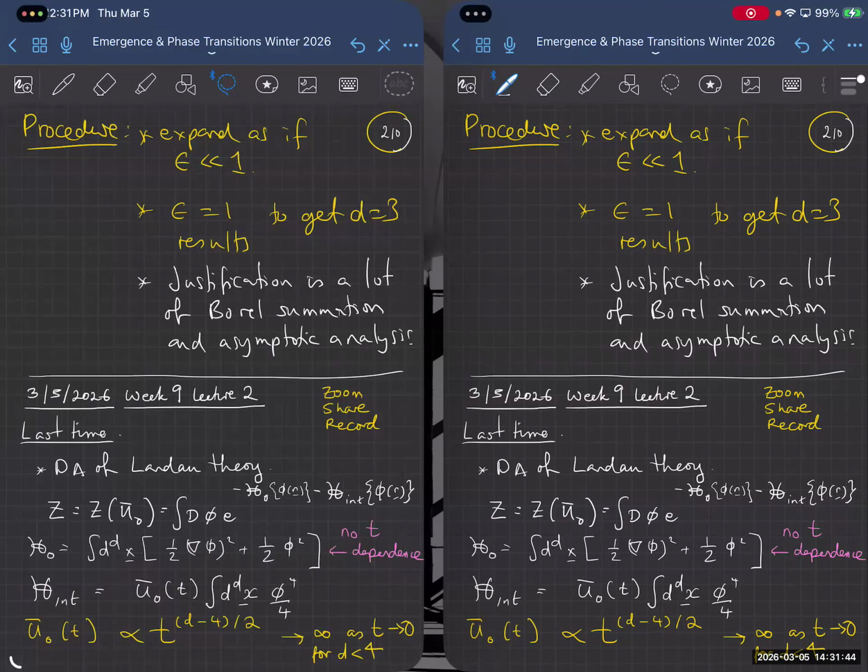Okay, so this is week 9, lecture 2. And what we're hoping to do today is introduce you to the ideas of field theoretic renormalization group. We're not going to go into any details. My goal is simply to give you a skeleton of what the idea of the theory looks like. And to do it properly would require a whole course.